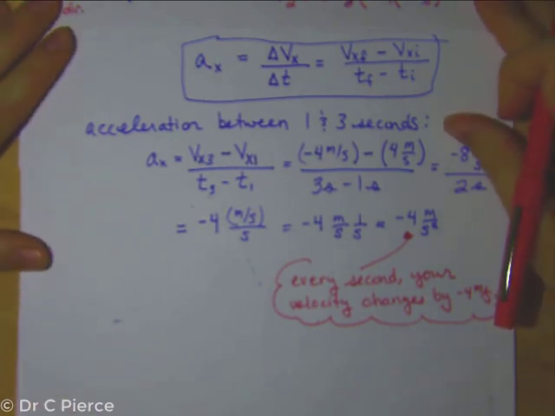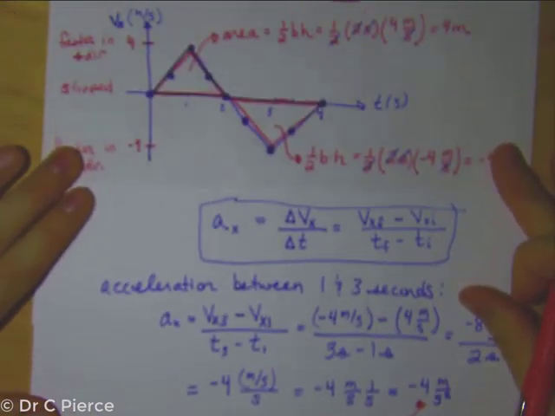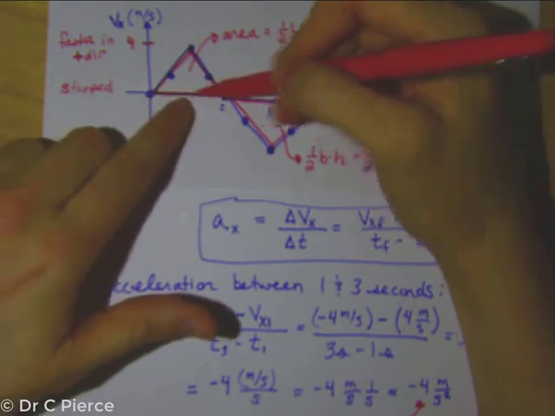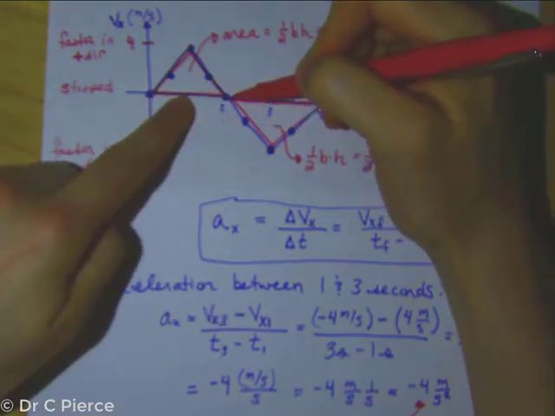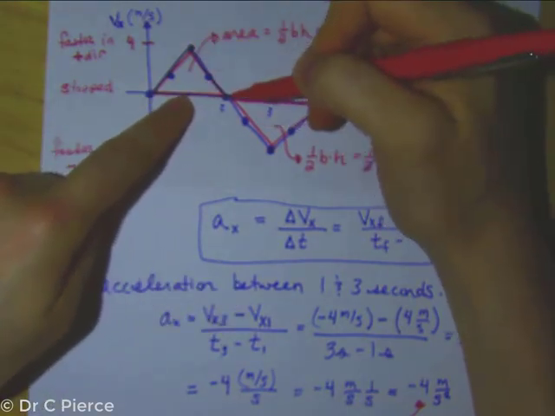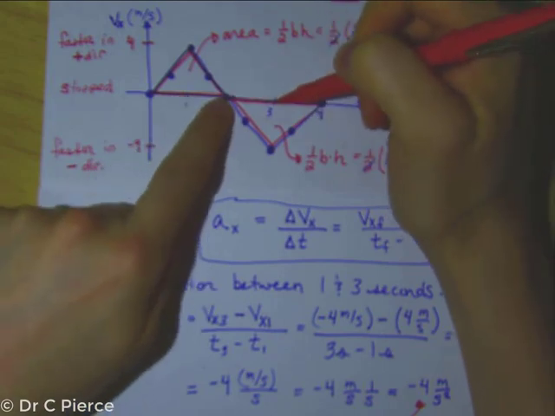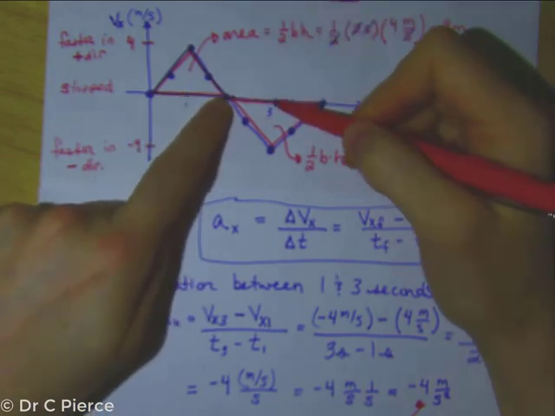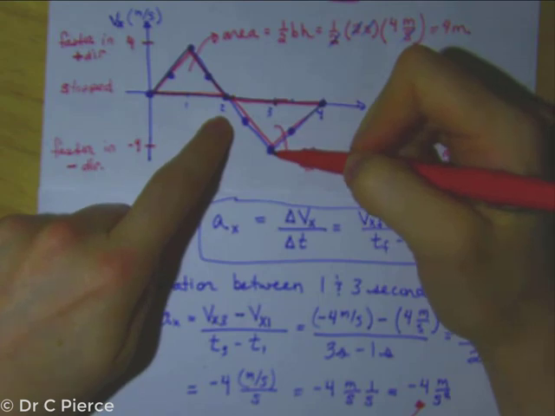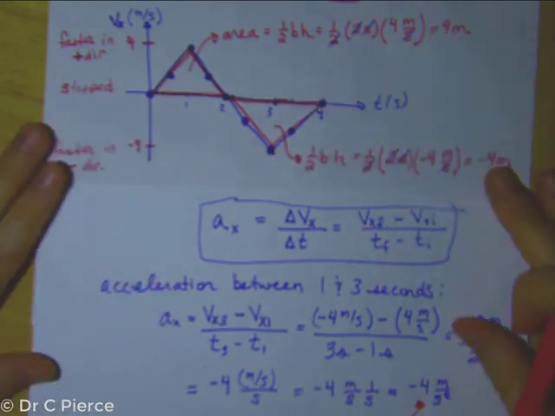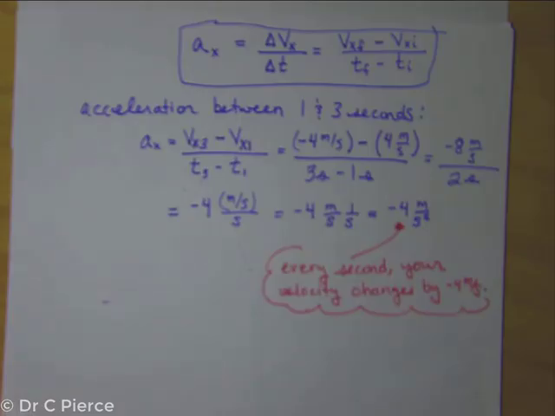And hopefully we can see that on the graph. In 1 second, our velocity changed by -4. It went from 4 to 0. In another second, our velocity changed by -4. It went from 0 to -4. And just like velocity, where a negative velocity would mean a leftward velocity, a negative acceleration means a leftwards acceleration.